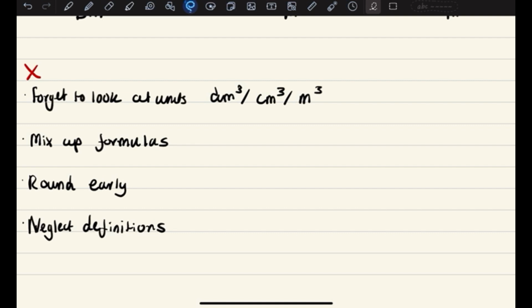And then also, do not neglect the definition of moles is what I mean. Just remember the definition, because if it comes up, you can get 1-2 marks just because you remember the definition. So they're good marks to pick up.